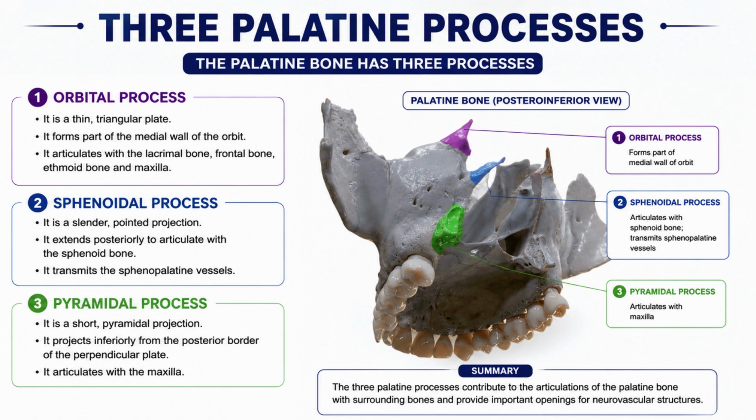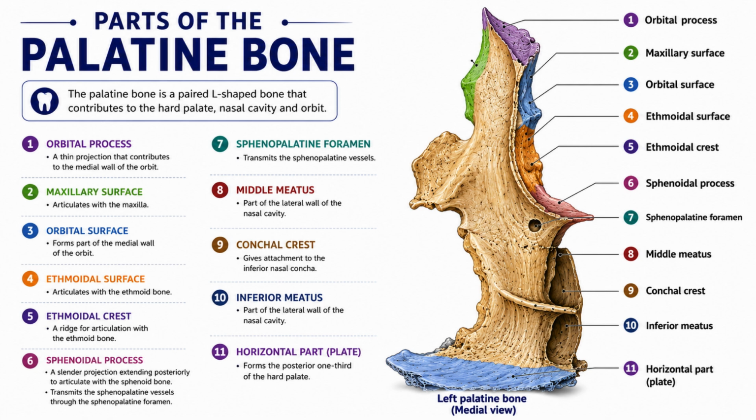Let's see in detail what are the important parts in the palatine bone. The important part of the palatine bone is the sphenopalatine foramen. This sphenopalatine foramen is present near the sphenoidal process. See the diagram. It transmits the sphenopalatine nerves and vessels.